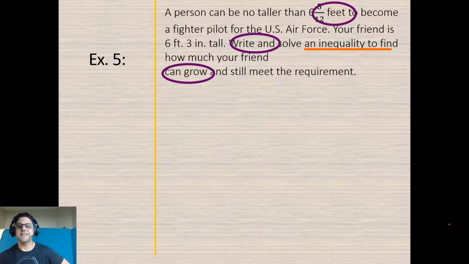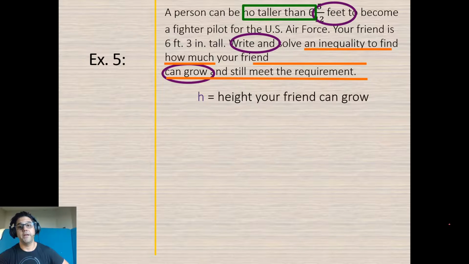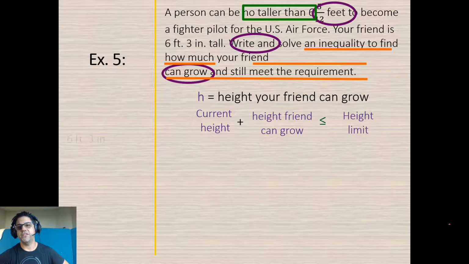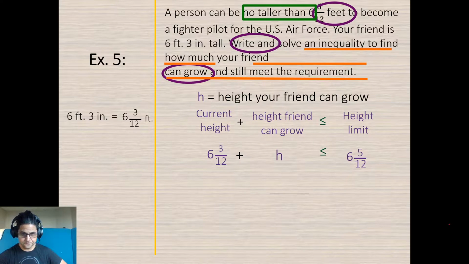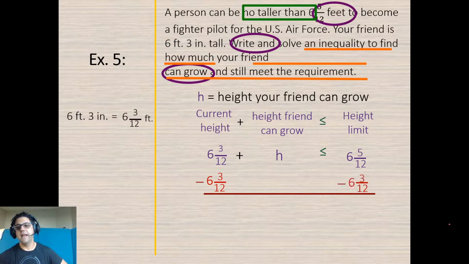So the max is 6 feet 5 inches. Your friend is 6 feet 3 inches. He's still going to grow. I wish, right? So the current height plus the height your friend can grow has to be less than or equal to 6 feet 5 inches. 5 over 12, again, is the inches. 3 over 12 is the inches. We know that we can write it like this. When we subtract the 6 and 3/12, that gives me 2/12, which we know is really 1/6, or it's really just 2 inches.